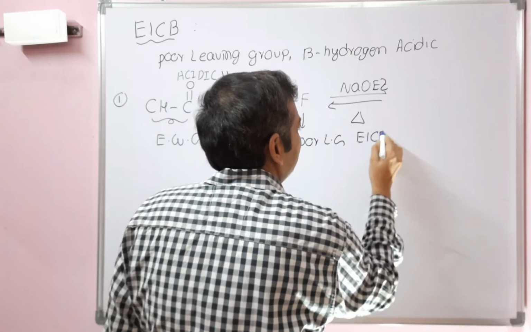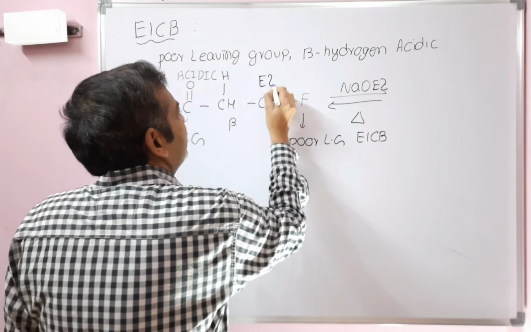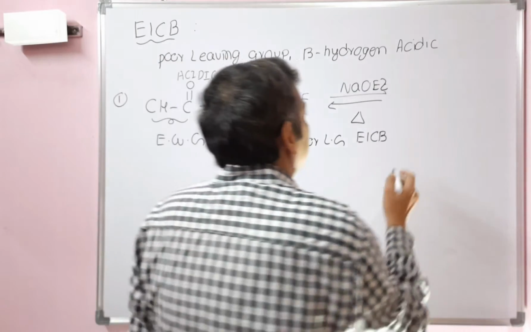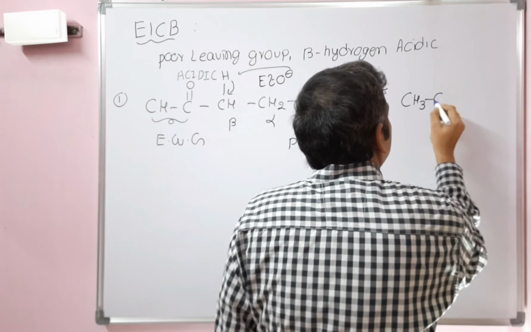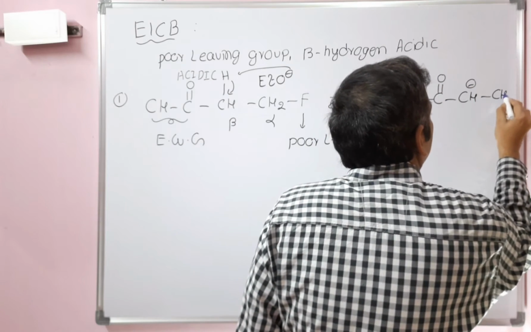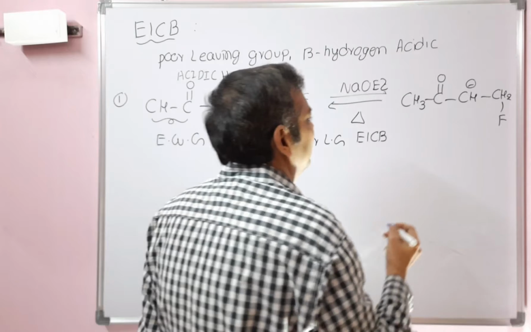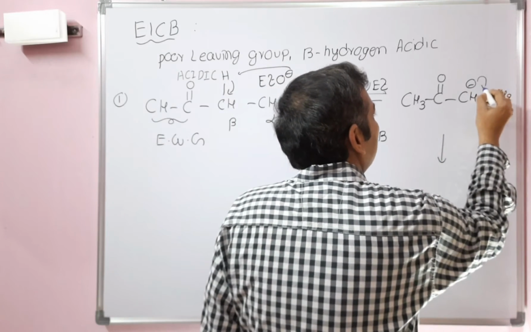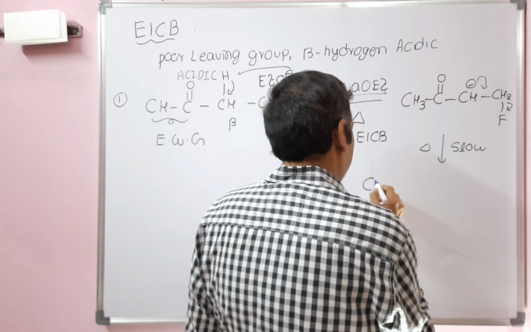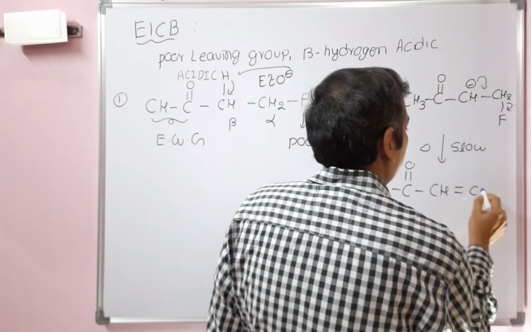In the E1CB reaction, the first step is a reversible, acid-base reaction. Ethoxide abstracts a beta hydrogen to give a carbanion, CH3-CO-CH(-)-CH2F. The second step is expulsion of the leaving group, which is the slow step. At high temperature, the product obtained is CH3-C(=O)-CH=CH2.